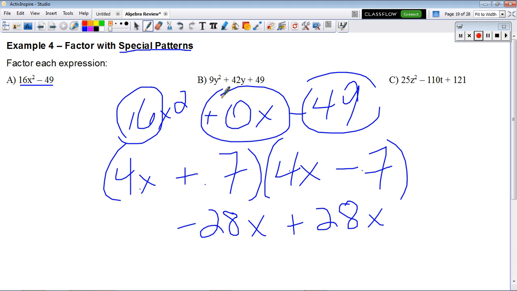So if you ever see a difference of two squares where the middle is missing and the numbers at the beginning and at the end are both perfect squares, chances are what's going to go in the parentheses is simply just the square root of what those numbers are.